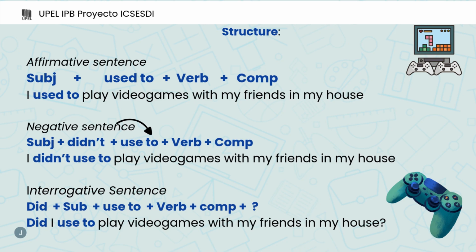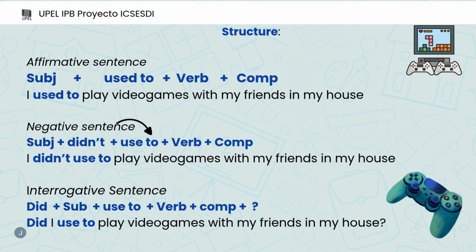Now, let's check the structure. For you to create an affirmative sentence with "used to," you have to place the verbal phrase "used to" after the subject and before the principal verb of the sentence. For example, I used to play video games with my friends in my house.